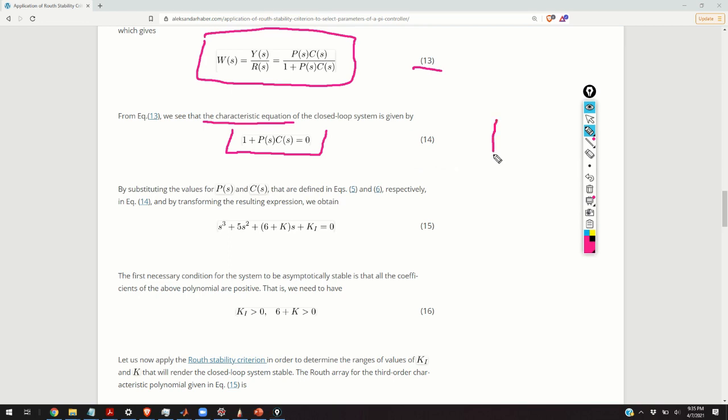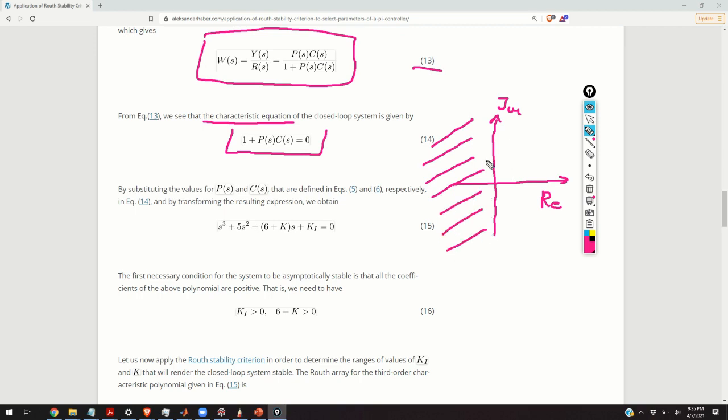That is, if this is our complex plane, this is the real part, this is the imaginary part, the poles of the system should be in this region if we want to guarantee the asymptotic stability of the system. So the poles should be over here.